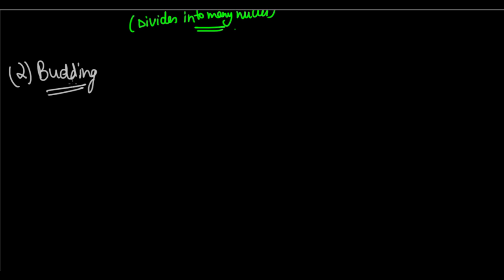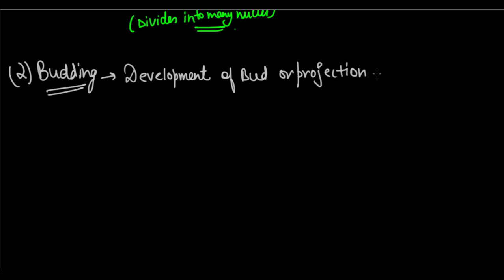So what is budding? Budding is basically a form of asexual reproduction where there is a protrusion, where a particular bud, right? There is a development of bud or projections, developing outside the organism's body, or better to say outside the parent organism's body.